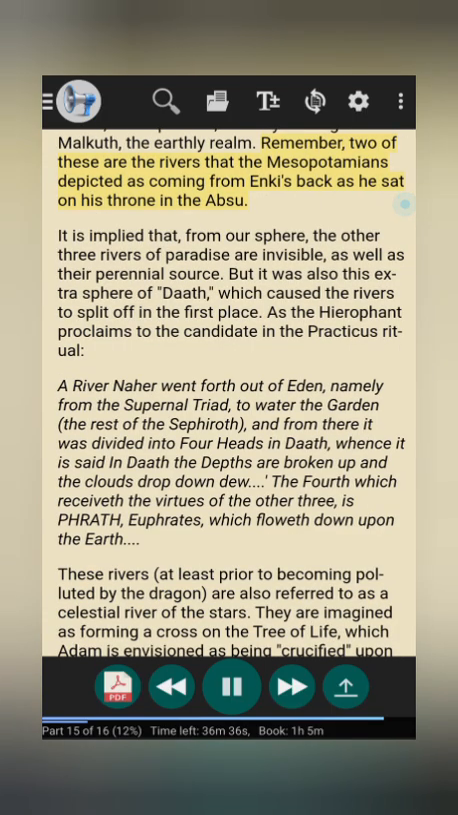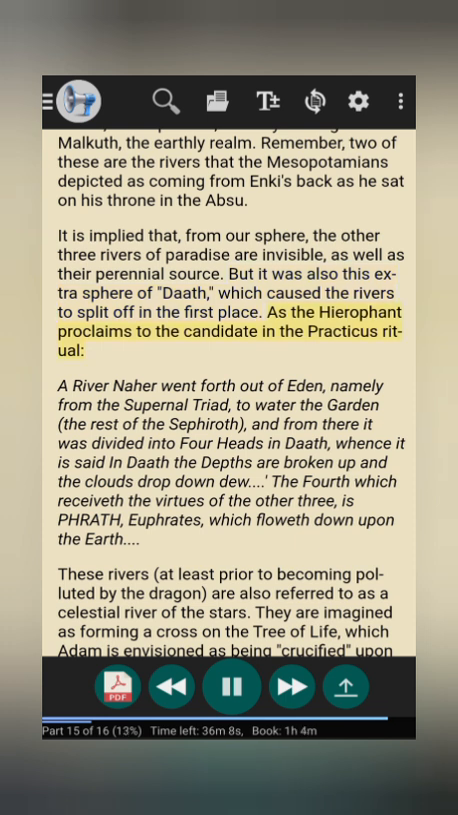Remember, 2 of these are the rivers that the Mesopotamians depicted as coming from Enki's back as he sat on his throne in the Absu. It is implied that, from our sphere, the other 3 rivers of paradise are invisible, as well as their perennial source. But it was also this extra sphere of Dath which caused the rivers to split off in the first place.